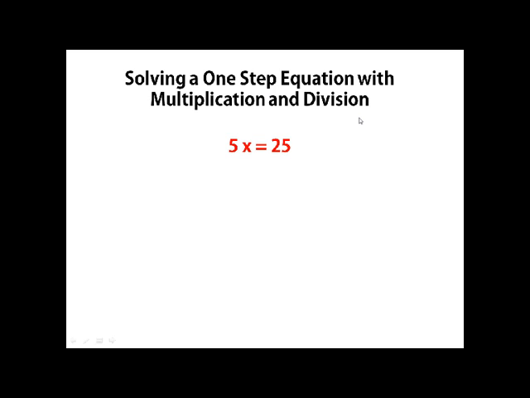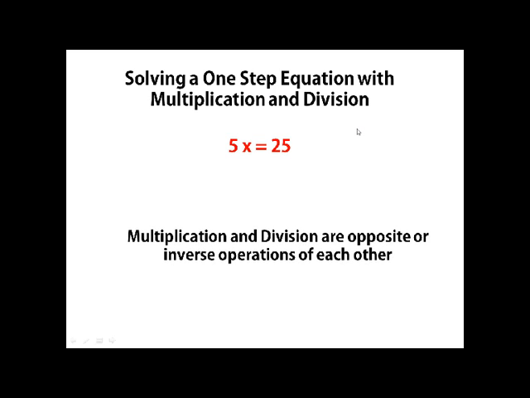Now we're going to solve a one-step equation, the same one with multiplication and division. But this time, instead of using the multiplicative inverse, we're just going to use the opposite or inverse operation. And multiplication and division are opposite or inverse operations of each other. So we're multiplying the variable by 5. See, 5 times x equals 25.